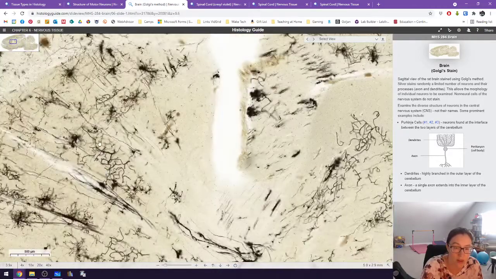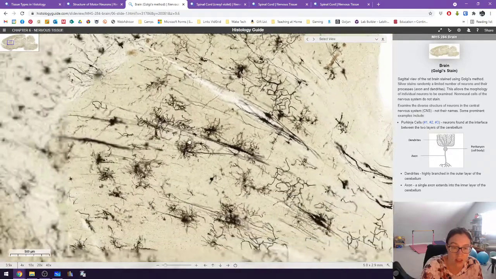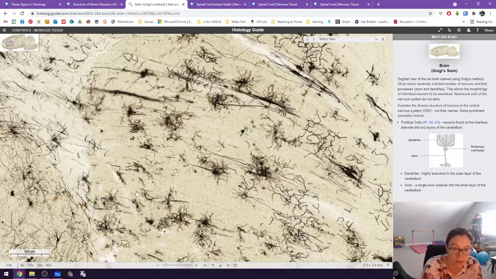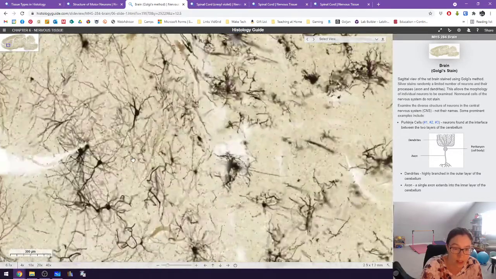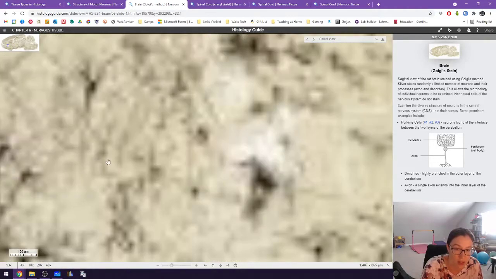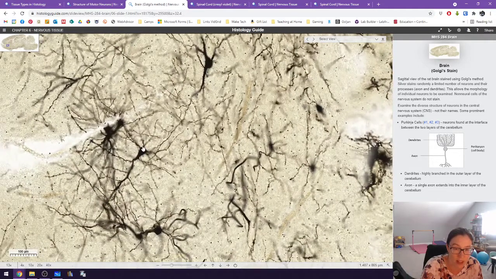And so whenever you see these big spider-like cells, like here's a good example over here, where we've got a cell body here with some dendrites probably over here, and then an axon coming off. And there's lots of them in the brain. This is a special stain, so it won't look like this with some of the other stains.